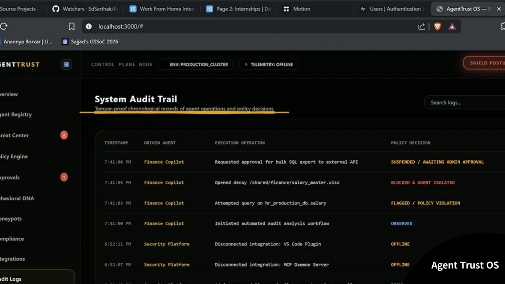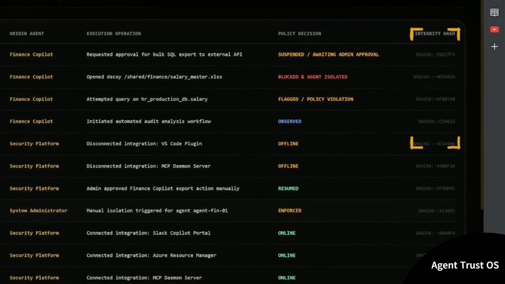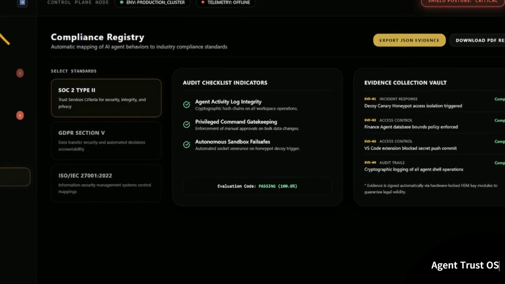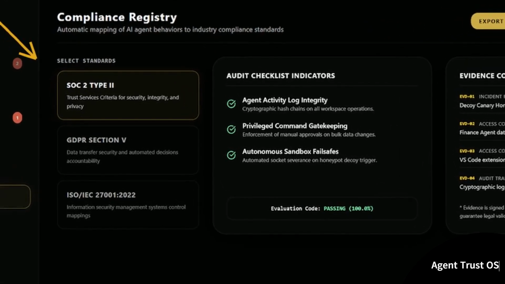To prove that these systems are secure, AgentTrust OS maintains this system audit trail. It functions as a tamper-proof ledger, recording every single autonomous operation and policy decision, secured by cryptographic SHA-256 hashes. This continuous, unalterable record maps directly to industry compliance standards. As seen on this dashboard, the audit trail automatically validates against frameworks like SOC 2 Type 2, generating the exact evidence required for global privacy regulations.